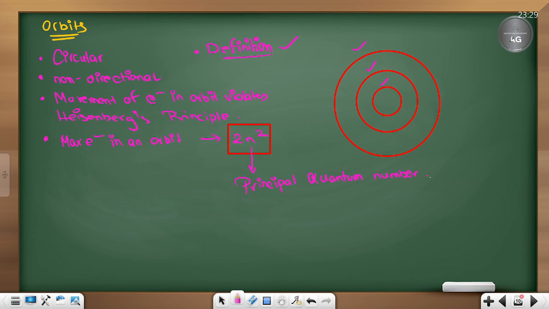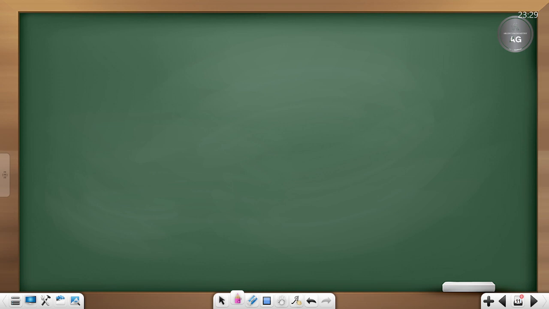Okay. So for orbits we have discussed: the definition is one point. Circular, non-directional, movement of electrons against Heisenberg's principle. Maximum electrons will be given by 2n square. Clear? Where n is the principal quantum number. Next, coming to the next term, orbitals.